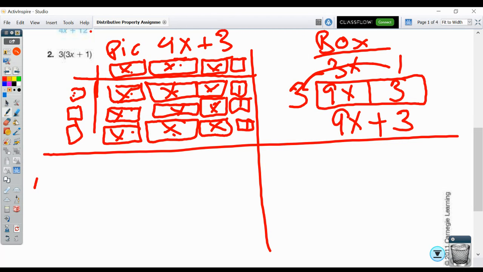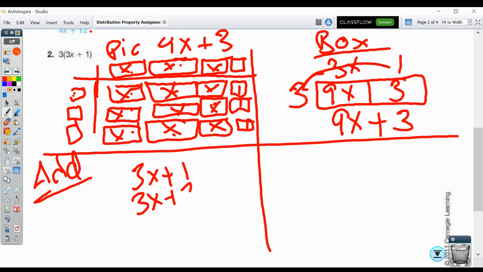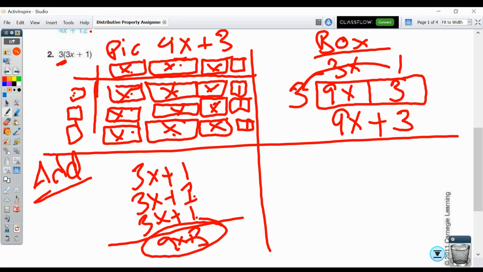The next method is the adding. So I would say, well, I have 3x plus 1 and 3x plus 1 and 3x plus 1. And I have to add them all together because it says that there's 3 of them. And so this is going to be 1 plus 1 plus 1 is 3. And 3x plus 3x plus 3x gives me 9x plus 3.